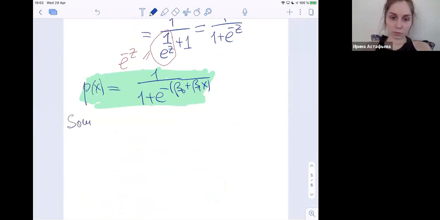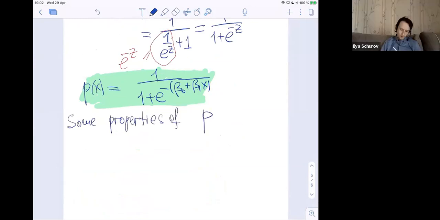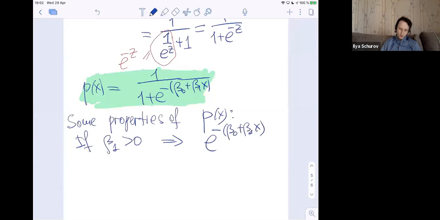Some properties. Decreasing. Let us look at it. For example, if beta1 is positive, then e to the power minus this thing. What can I say about this function? Is it increasing or decreasing? Yeah, increasing.